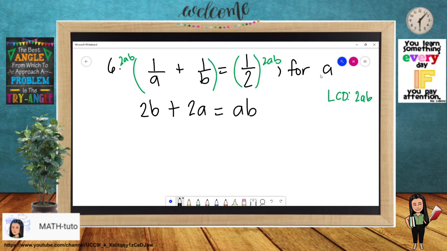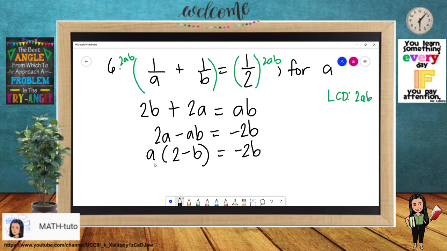And this term is equal to AB. Okay, since we are solving for A, we put all the variables with A on one side and all the other terms on the other side. So this is 2A minus AB equal to negative 2B. Okay, we are solving for A, remember? So we factor out A. Since A is a common factor of 2A and negative AB, we can factor out A. We now have A times 2 minus B, and that is equal to negative 2B.